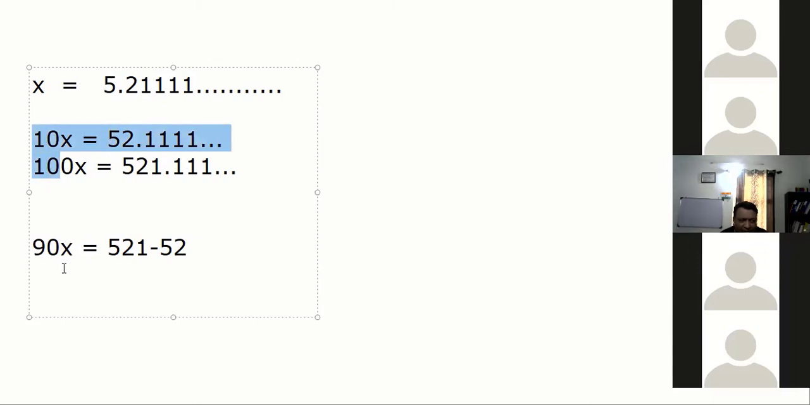So 100 minus 10 is 90. 521 minus 52. तो कितना हो गया? 90x कितना होता है? 469. 469, sir. Yes. So my answer is so simple, everybody. किसी को कोई confusion है? And everybody perfectly okay.